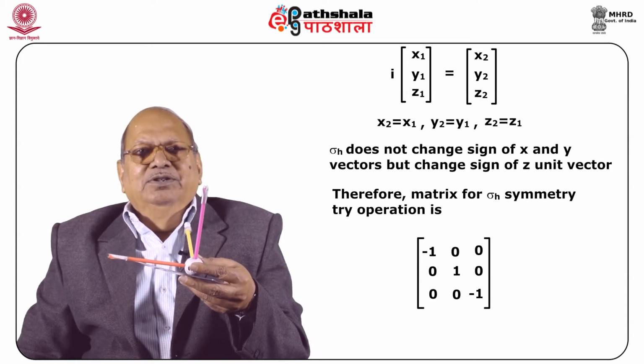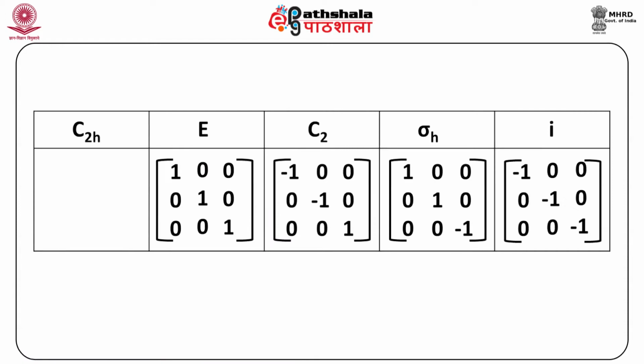So by performing this, we have a group multiplication table for the C2h point group, which is given over here. That is, the first column gives the point group operation and the corresponding matrix. For E, the matrix is 1 0 0, 0 1 0, 0 0 1. For C2, it is -1 0 0, 0 -1 0, 0 0 1. For sigma h, it is 1 0 0, 0 1 0, 0 0 -1. And for I, it is -1 0 0, 0 -1 0, 0 0 -1.